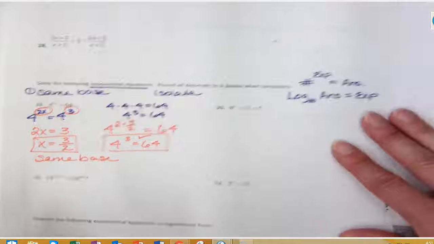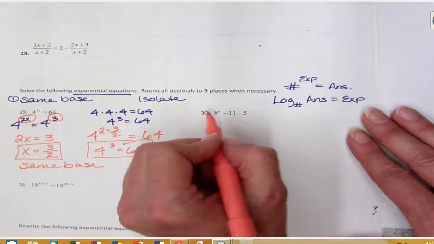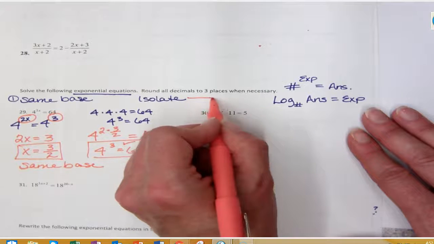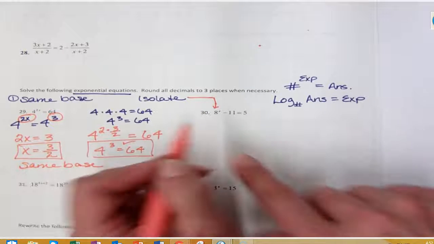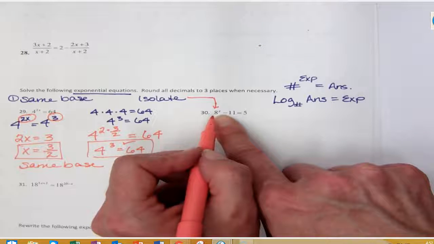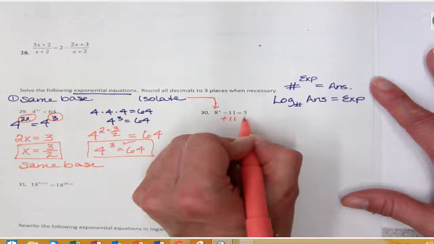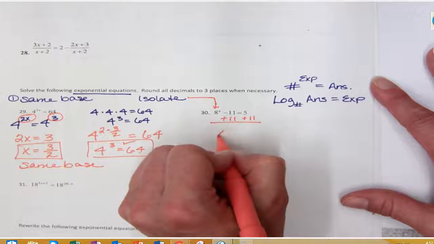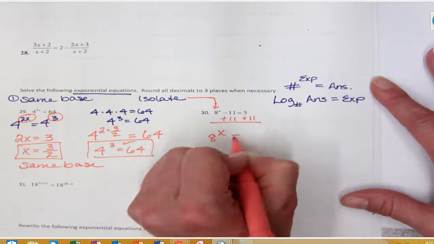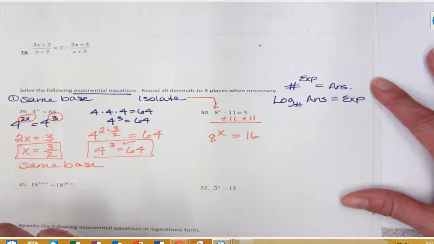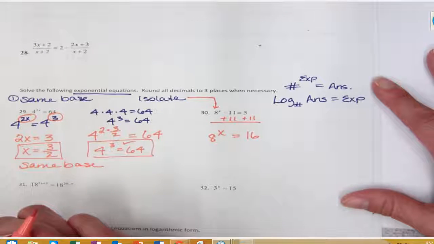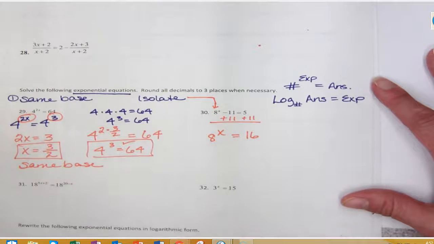All right? Now let's look at this. So here, what you need to do is isolate. This is one of those isolation problems because your exponent, your number with your exponent, is not on one side of the equal sign by itself. So you need to move everything over. So I'm going to add 11 to both sides. And I'm going to get 8 to the x power equals 16. All right. Now, that being said, I don't know what that would be.